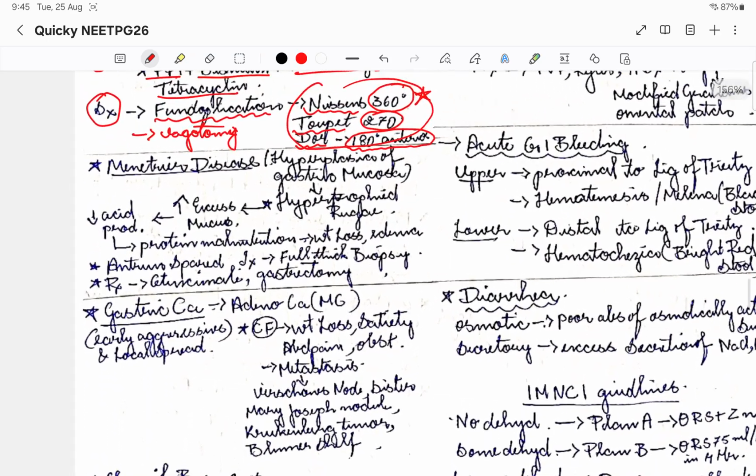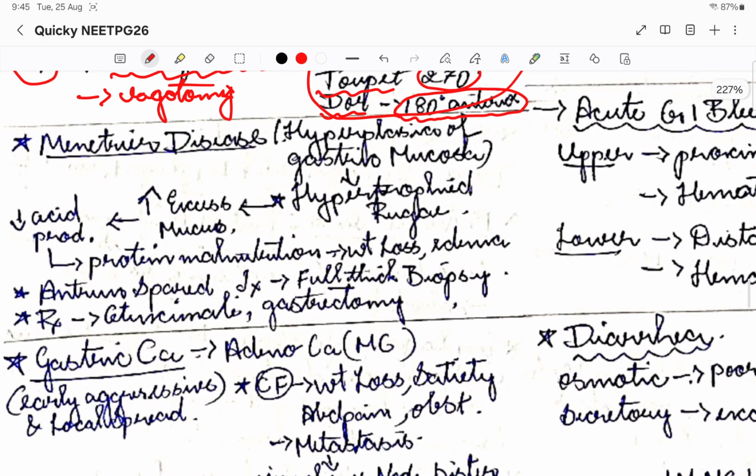So now coming to Menetrier's disease. This is basically hyperplasia of the gastric mucosa. How it looks is basically like a rug, a rug that has been folded too many times. So this is Menetrier's disease.